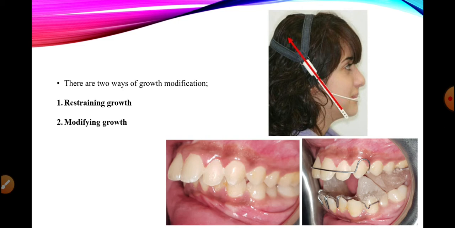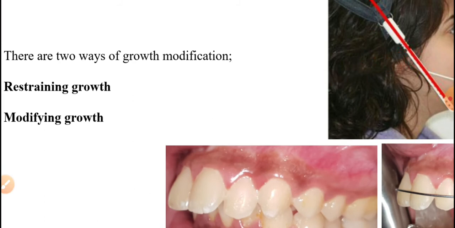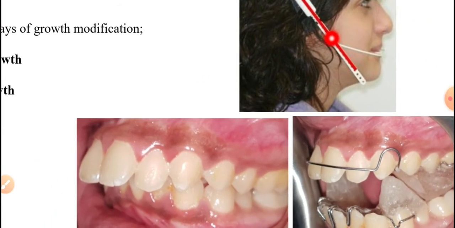So there are two ways to go for the growth modification. Either we have to restrain the growth of the maxilla, or we have to modify the growth of the mandible. So how are we going to choose these modalities? As we have discussed earlier, skeletal class 2 can be because of a prognathic maxilla, or it can be because of a retrognathic mandible. So if the class 2 is because of a prognathic maxilla, then definitely we'll be going for restraining the growth of the maxilla. Then we'll be addressing the maxilla.